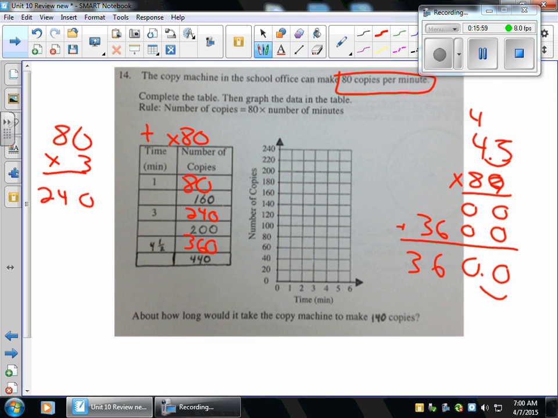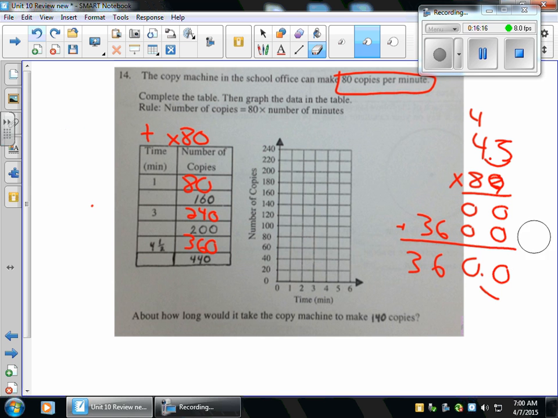So now we have all the numbers on the right solved. Now, how do we get the numbers on the left? What I mean by that is, how do we get these numbers now? All you have to do, kids, is work backwards. What's the opposite of times 80? Well, you got to divide by 80.